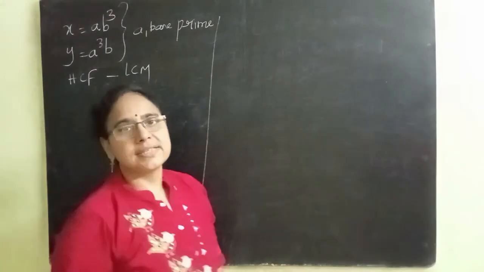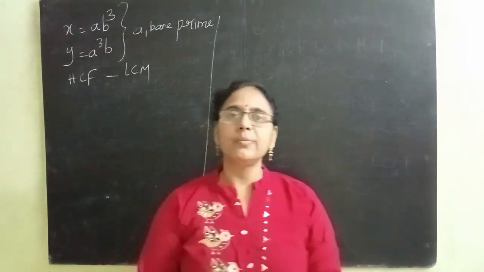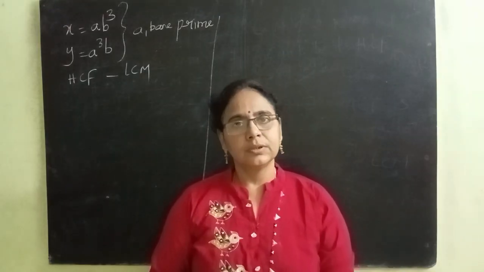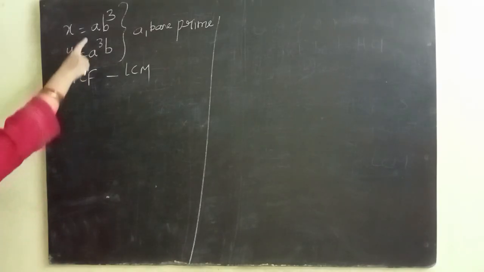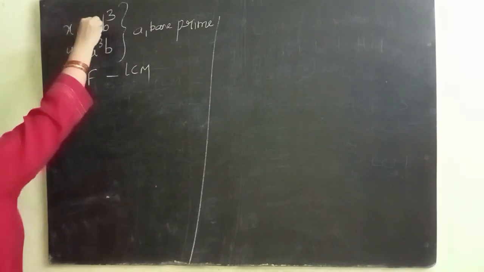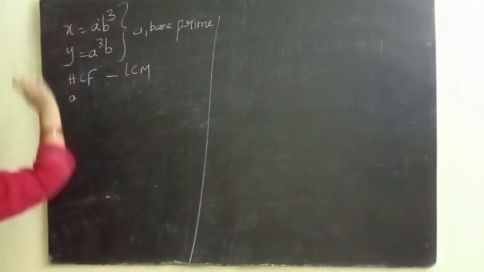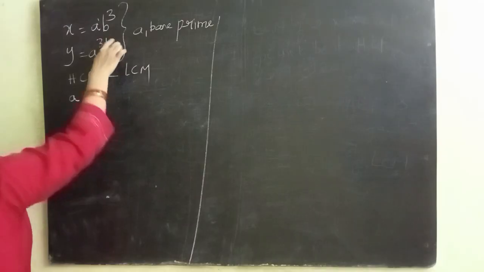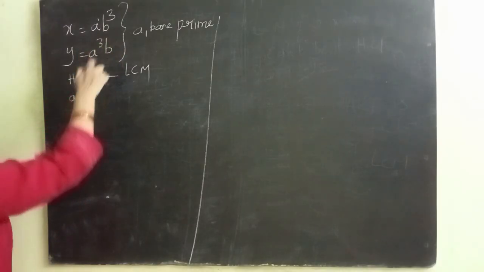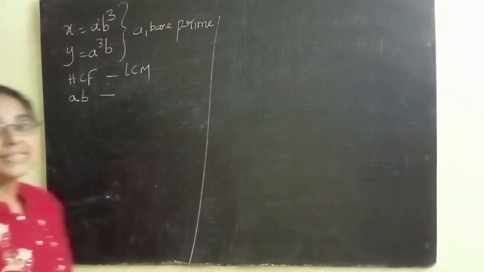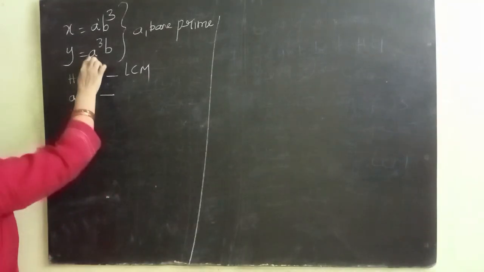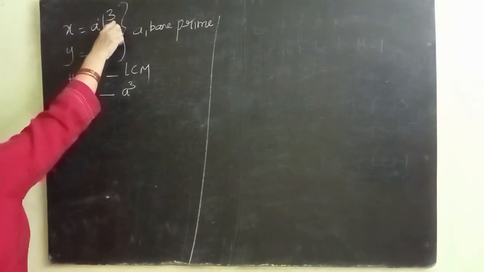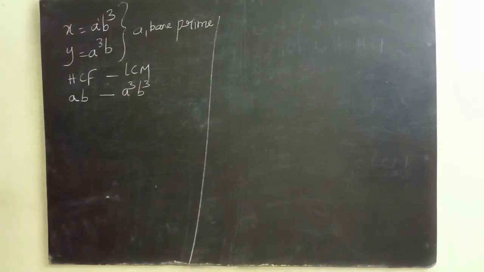For HCF, I always said we take the least exponent term. Here, for a³ and a, which is the least? a, because the least exponent is 1. For b and b³, which is the least exponent? b. So HCF is ab. LCM means we take the highest exponent. Between a³ and a, the greatest is a³. Between b and b³, the greatest is b³. So HCF is ab and LCM is a³b³.